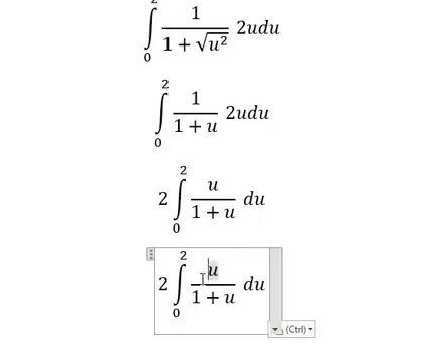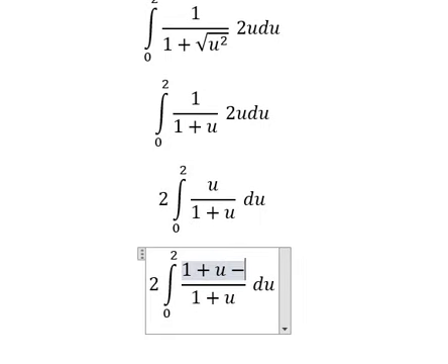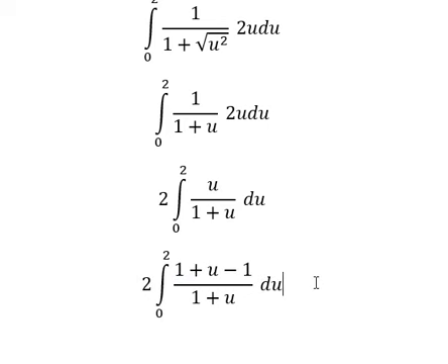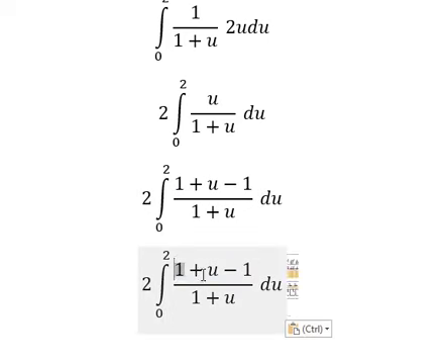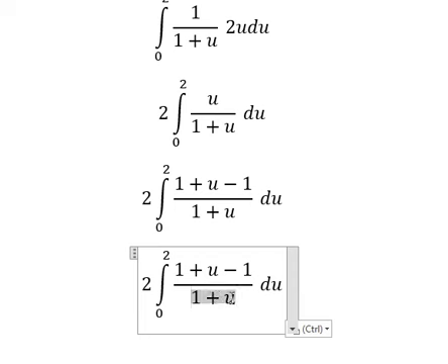So we need to add number 1. Later that, we need to minus number 1. So this one divided by this one, we have number 1.